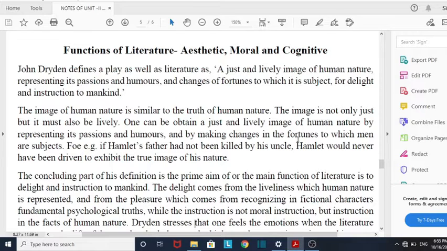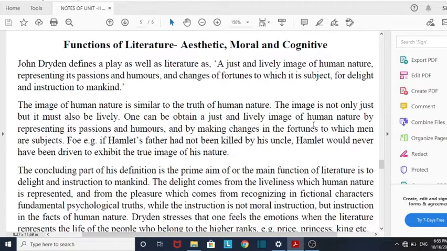Okay, so I hope you also understood the second part of this definition, and changes of fortune to which it is subject. And the last part of this definition is very important, because it is related to the functions of literature. And what is that? For delight and instruction to mankind. So to delight and to instruct, these are the functions of literature. These are the aesthetic functions of literature.